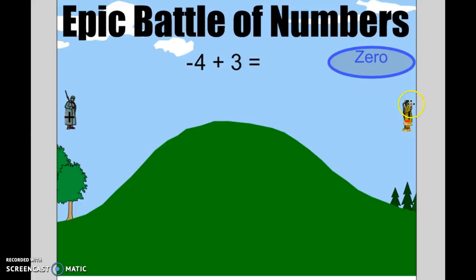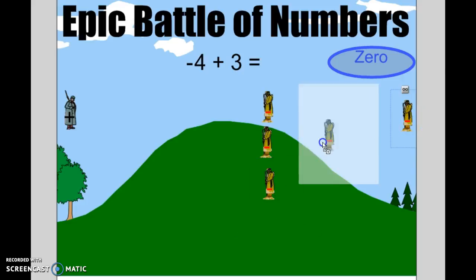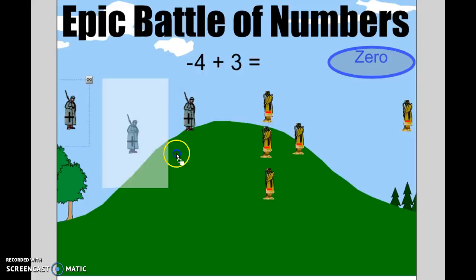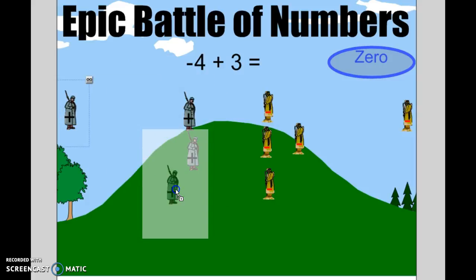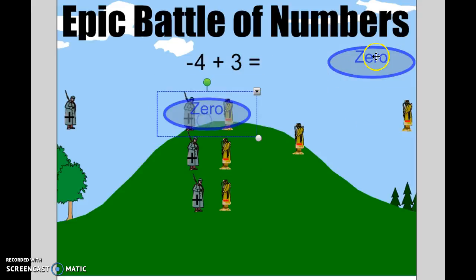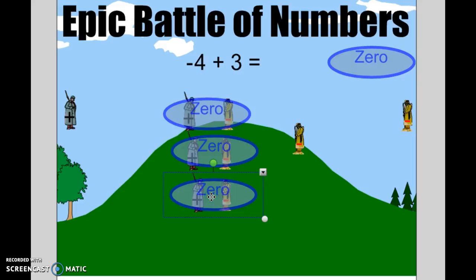Okay, next I have negative 4. So 4 negatives. 1, 2, 3, 4. I have 3 positives. 1, 2, 3. And I end up having some 0 pairs here too. I have 3 pairs. And so when I pair them up, what I see is that I have 1 negative guy that's left over. And so since I have 1 negative, my answer for negative 4 plus 3 is negative 1.